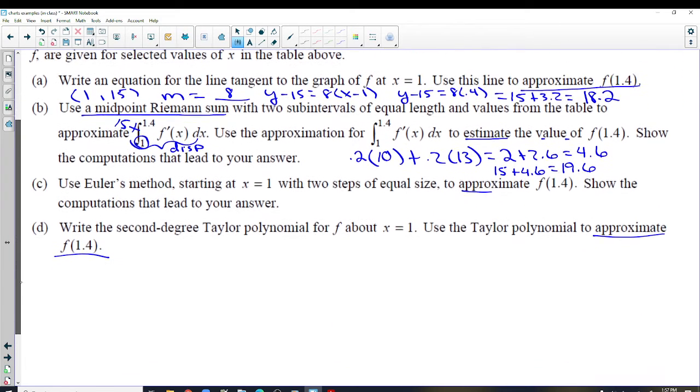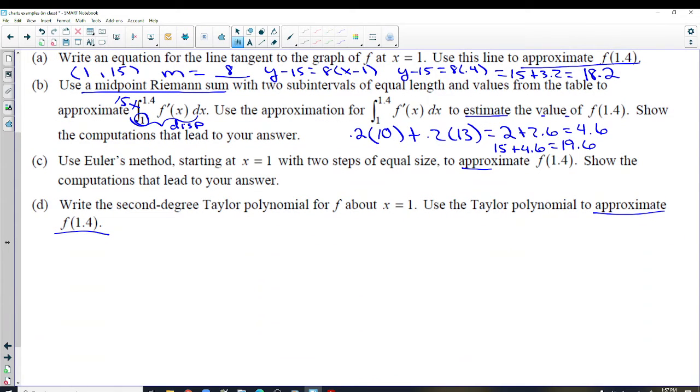Use Euler's method starting at x equals 1 with 2 steps of equal size to approximate f of 1.4. Show the computation. So letter C. We're going to start with 1, 15. We're going to start with the point that they give us. This one's a little tough. Well, let me do this. 2 equal steps to get to 1.4. So 1.2, 1.4. Now dx, the change in x, is 0.2, because you add 0.2 to get to the third value there.